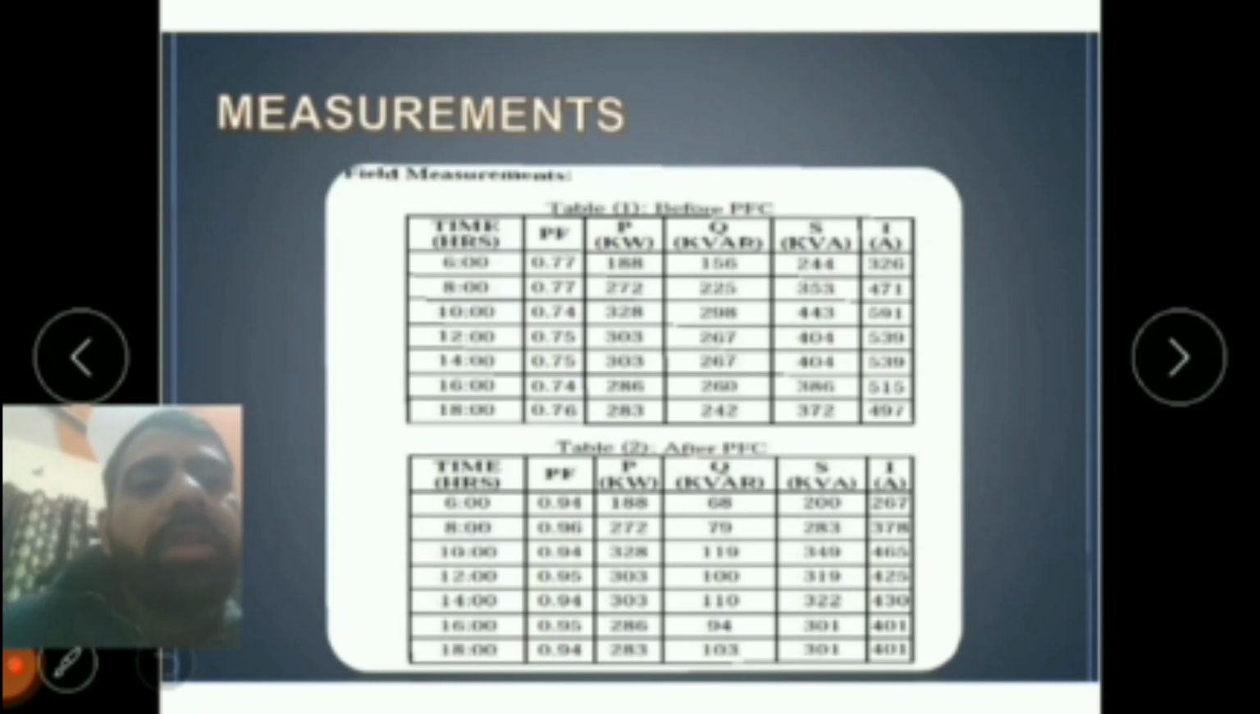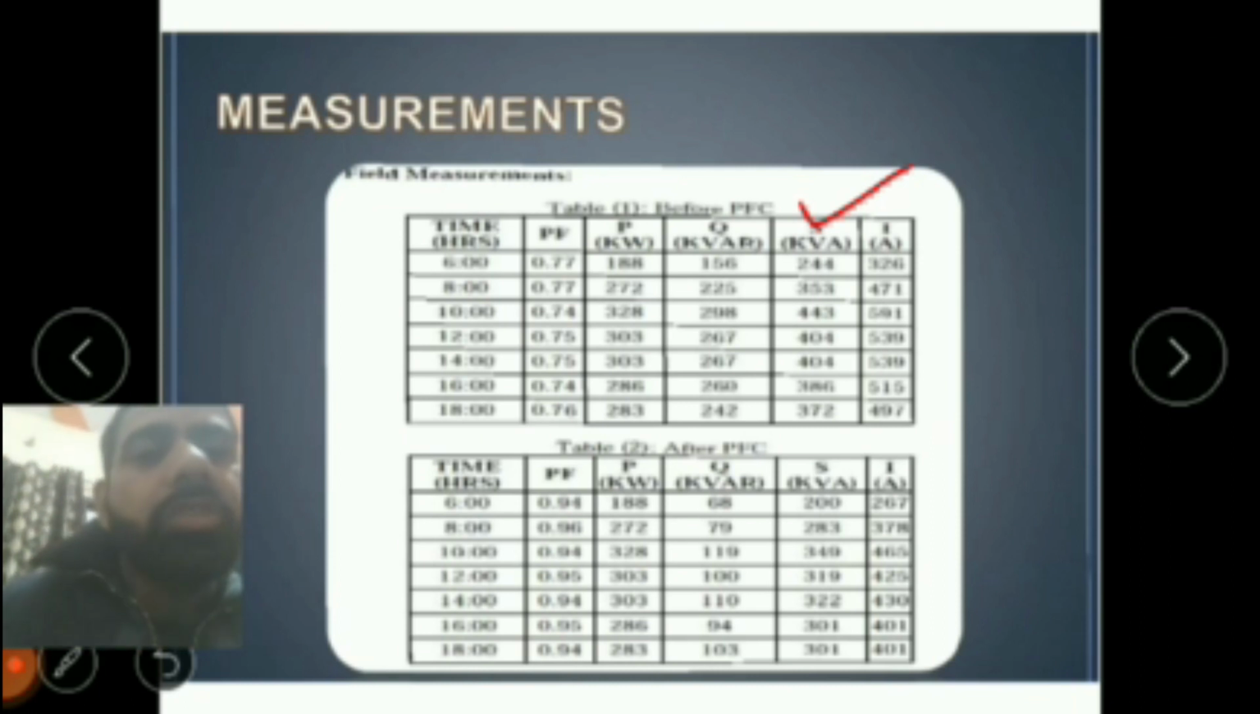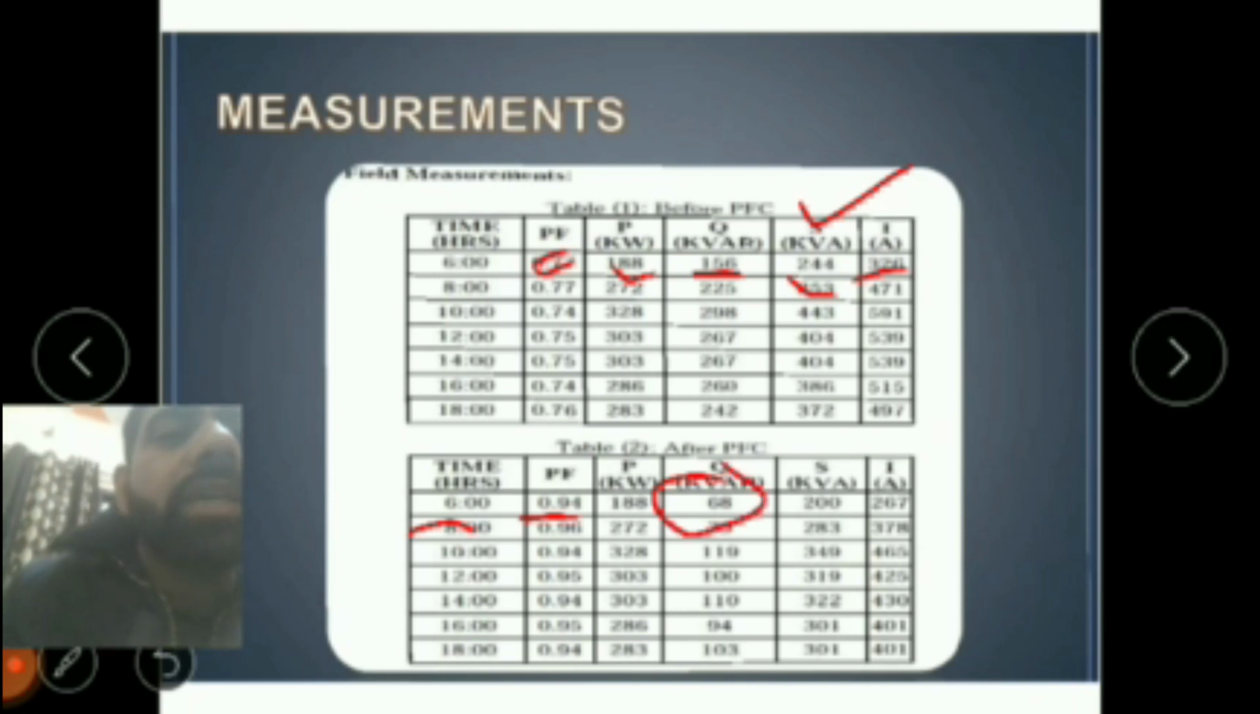We can see from the table, before the power factor correction device, the power factor at 6 am is 0.77, the kilowatt rating is 188, the kVAR is 156, the kVA is 244, and the current is 326. After the installation of the capacitor banks at 6, the power factor improved to 0.9594, the same kilowatt rating is 188, and the kVAR consumption is less, 68, where before it was 156. The kVA rating is also reduced to 200, and the current is also reduced to 67, so losses will also reduce. This is the impact of installing the power factor equipment.